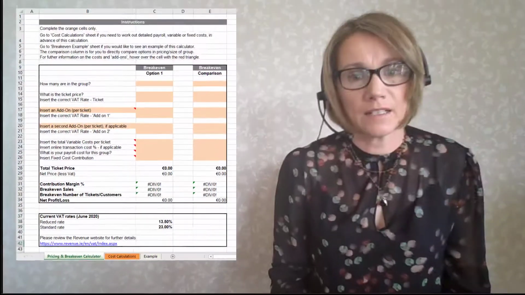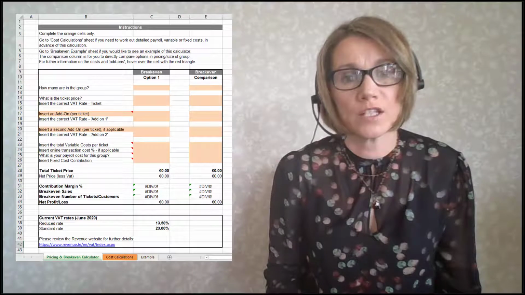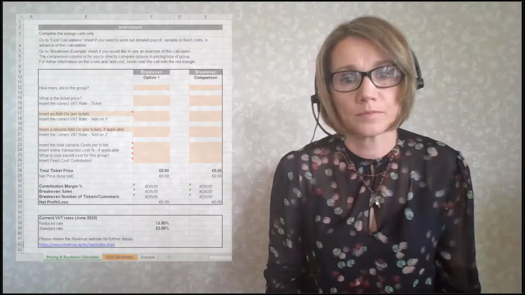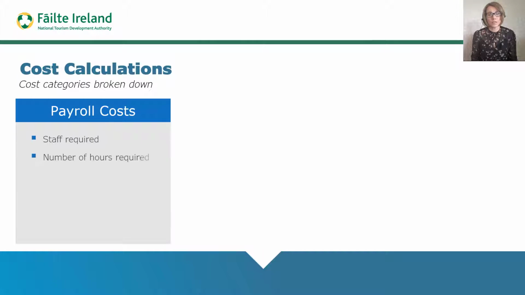In advance of completing the calculator, you will need to have the correct VAT rates and the relevant variable costs associated with the sale of a ticket or group. If you do not know offhand what your total cost inputs are, you can compute these on the cost calculations sheet. There are 3 cost categories that you will need to populate: payroll cost, variable costs, and fixed costs. What is the cost of hosting this group? The relevant staff, the number of hours, hourly rate, and the relevant PRSI and holiday entitlement rates.